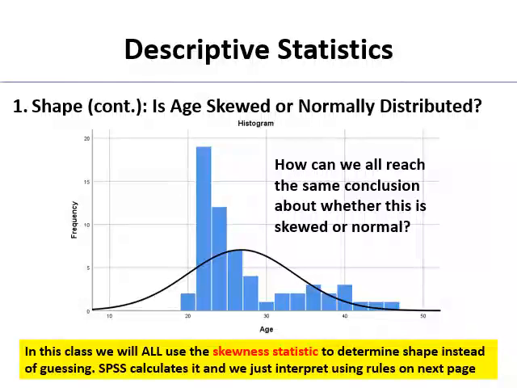So in this class, I don't make you guess at looking at pictures. We use something called the skewness statistic. You can get it in frequency in a couple other places. SPSS calculates it, and basically you use a rule to tell, is my distribution skewed or not?